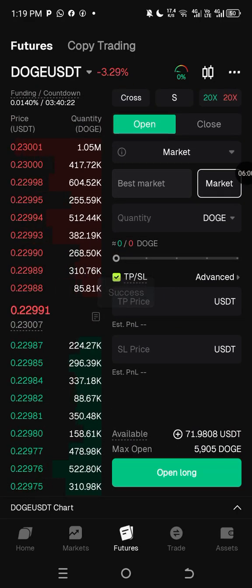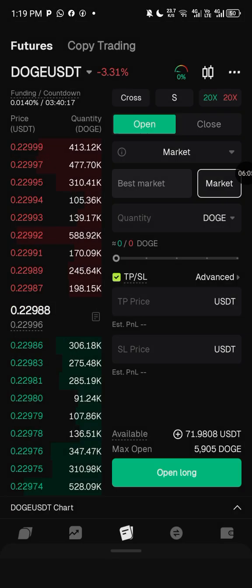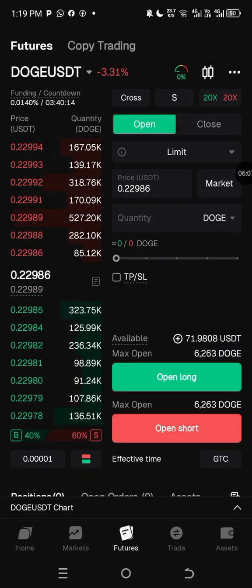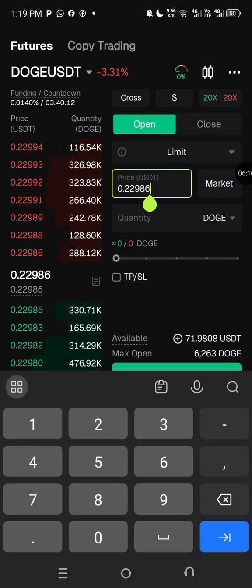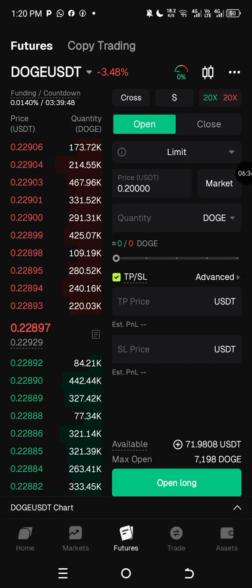So for limit, if you want to buy for limit, just change this to limit. Limit means you are expecting price to come lower, so you want to set an order. You want to give the exchange an order that if price comes to this position, tag me into the trade. So let's assume that you want to say price should get to 0.2000, 4 zeros.